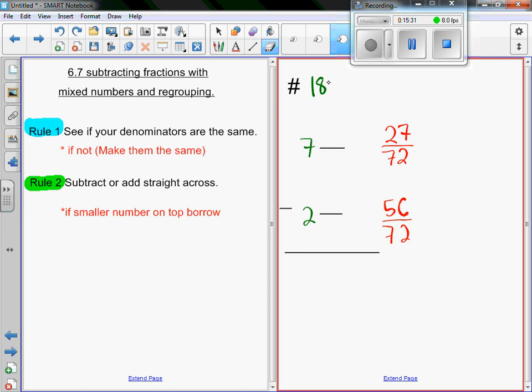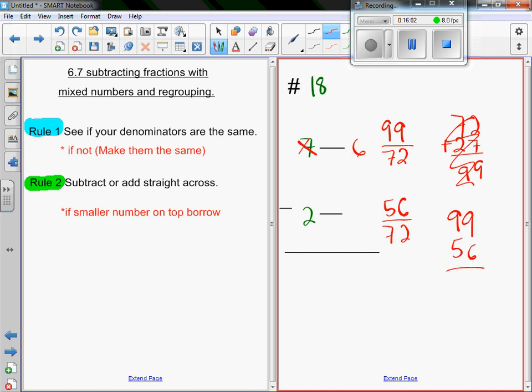Now I can't subtract 27 from 56, so I need to borrow. So I'm going to borrow from my 7. That 7 now is going to be a 6. And I have to add 72 to 27. I'm going to use this real quick to add. This is 99. So now I have 99 72nds. Wow, that's huge. Okay, now I actually have to subtract. 99 minus 56. 9 minus 6 is 3. 9 minus 5 is 4. So I have 43 over 72.